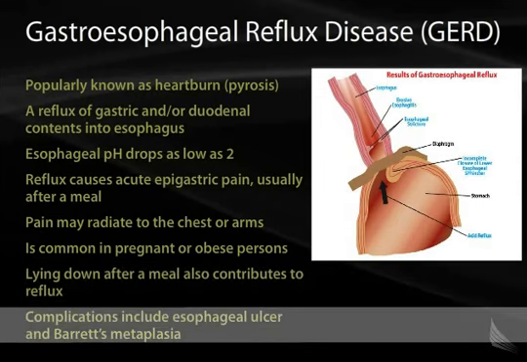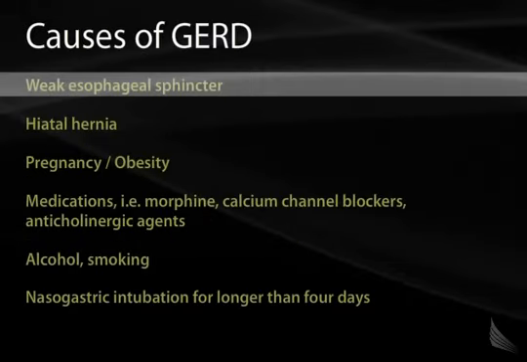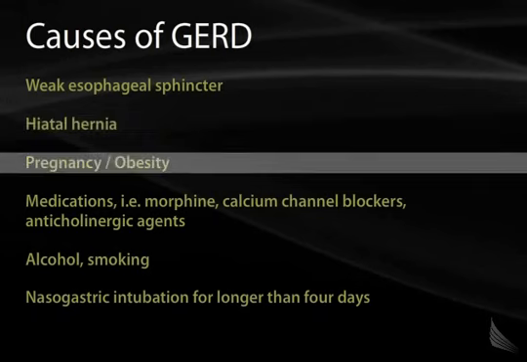Complications of reflux disease include esophageal ulcer formation due to gastric acid being present in the esophagus where it shouldn't be, as well as Barrett's metaplasia, as cells which are present in the esophagus change to try and cope with the gastric acid content that they're being exposed to in the esophagus. The main causes of GERD are a weak esophageal sphincter, a hiatal hernia, which I will discuss shortly, pregnancy and obesity, as we've already mentioned.